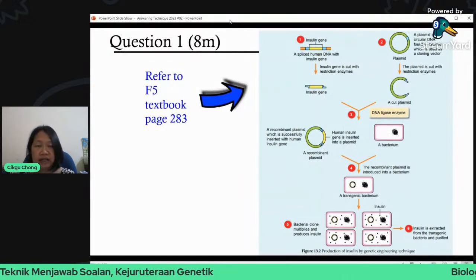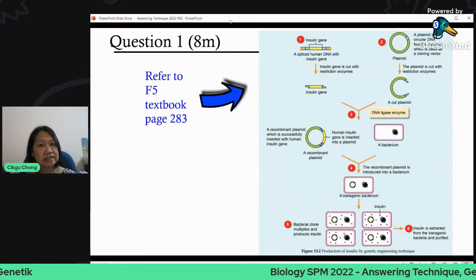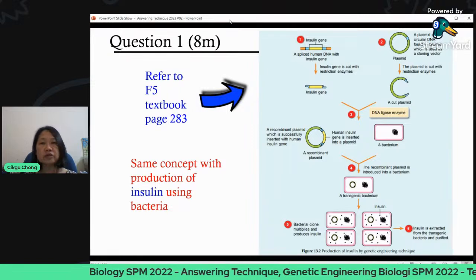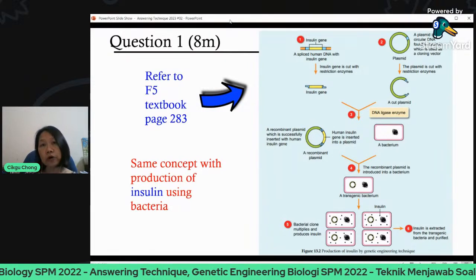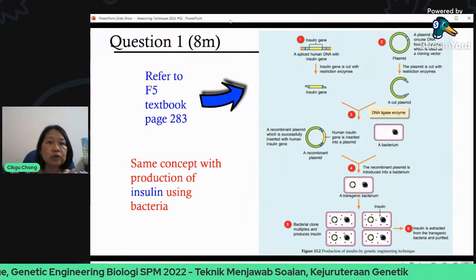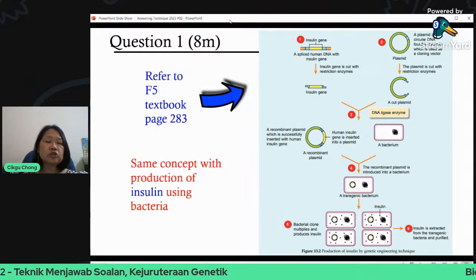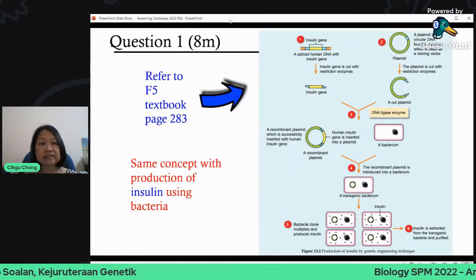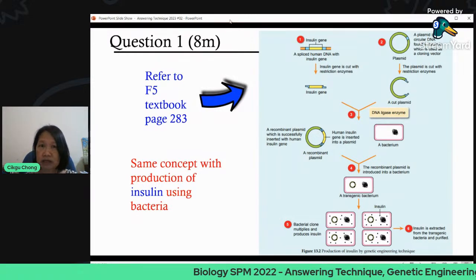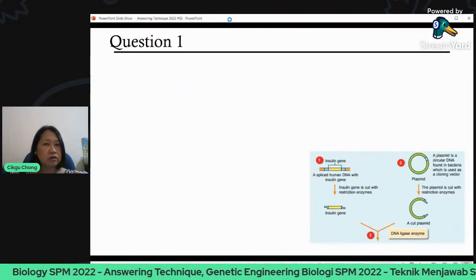So this question is about an example from the textbook, which is the production of insulin. But the concept is the same. It's the same concept with producing a bacteria that can break down oil. Okay, all you need to do is repeat the steps here, but of course you change the word. It's not insulin anymore. You take the gene that is able to produce this enzyme called BSS. Okay, so what is the answer to get your 8 marks? All right, refer to your page 283 later and read it up.